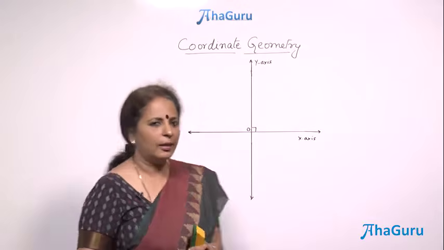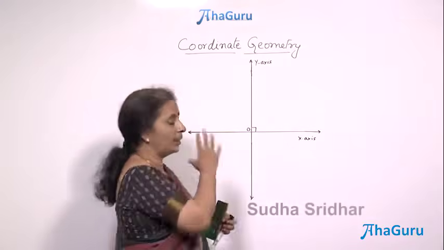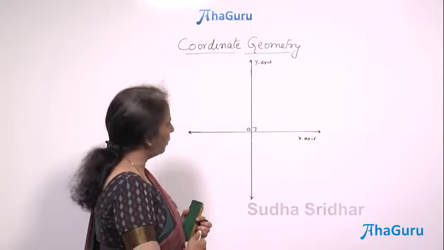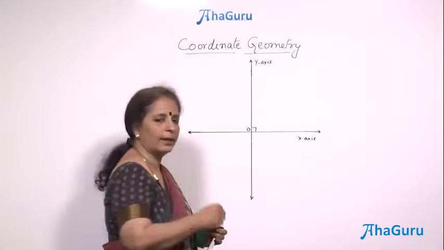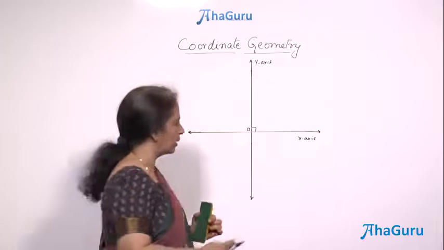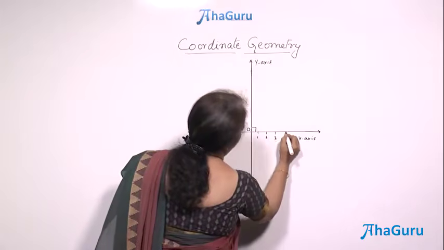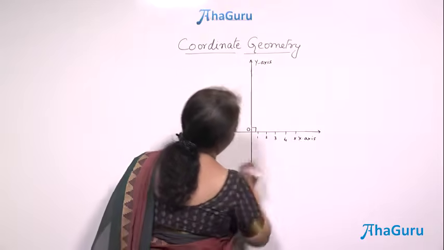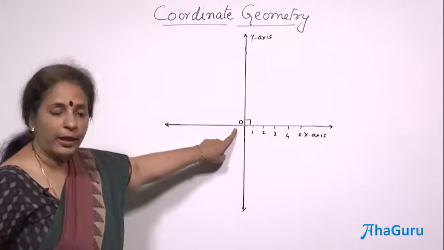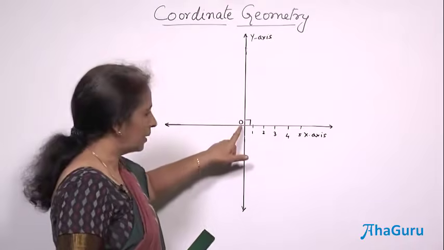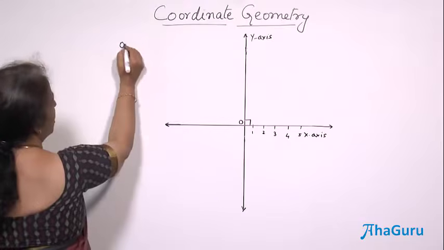Now let us start plotting some points on this Cartesian plane. Before we do that, we have to exactly divide these lines into small units, isn't it? So let us put it as 1, 2, 3, 4, 5. Now the point where these two lines meet, x axis and y axis, is given as O. This O means origin.